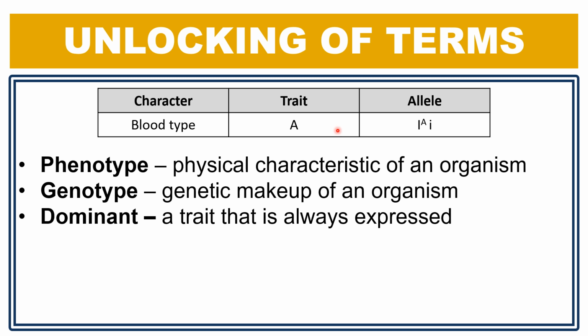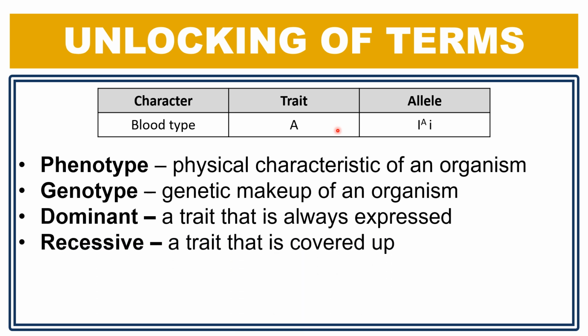Dominant traits are traits that are always expressed, and recessive traits are traits that are covered up. They are not necessarily deleted, they are just covered up and they may show up in the latter generations. So in this one, since blood type A is seen, blood type A is dominant and the allele for type O is recessive.